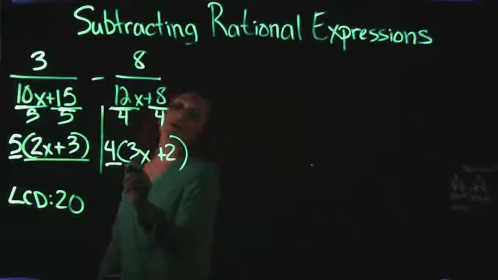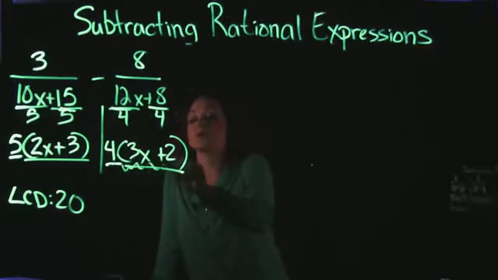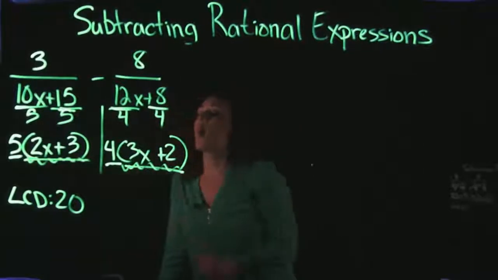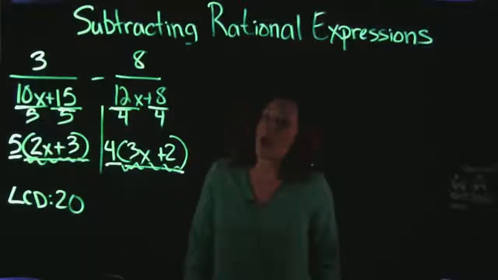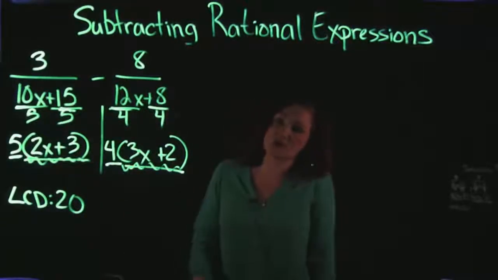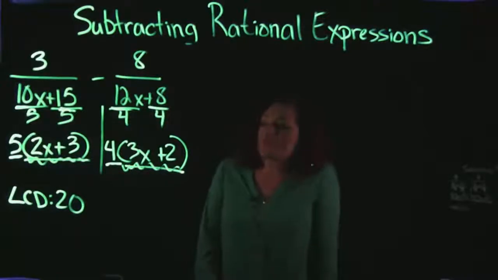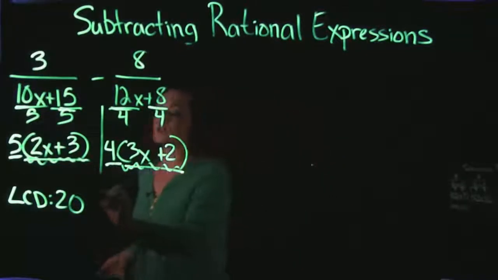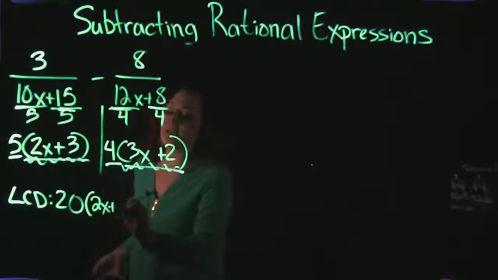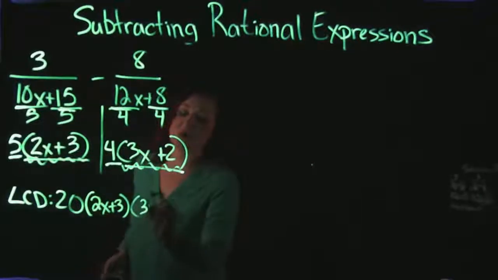Now, as far as our polynomials are concerned, you always want to list all the different factors that you have as part of your common denominator. So taking a look at our variable factors, we have 2x plus 3 and 3x plus 2. We just want to go ahead and tack those on to our common denominator.